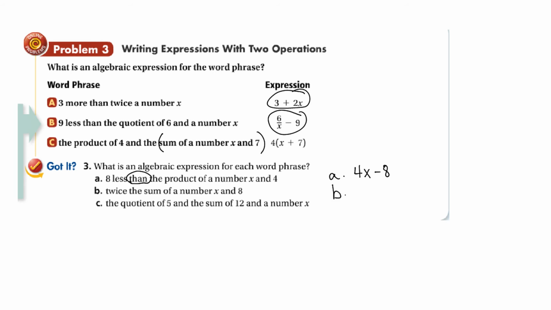Got it B, twice the sum of a number x and 8. Sum meaning addition. So I'm going to take the quantity x plus 8 and multiply it by 2. Then the example C, the quotient of 5, which means 5 divided by the sum of 12 and a number x, which would be 12 plus x.